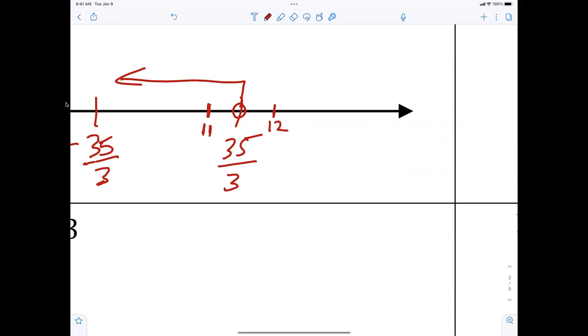That's embarrassing. 35 thirds is, how many times does 3 go into 35? 11. Right? So it's 11 and 2/3. 11 and 2/3 is between 11 and 12. All right, is everybody with me on that? Come on now. I don't do mixed fractions for a reason, but I expect you to understand that 35 thirds is between 11 and 12. Anybody have any questions with that?